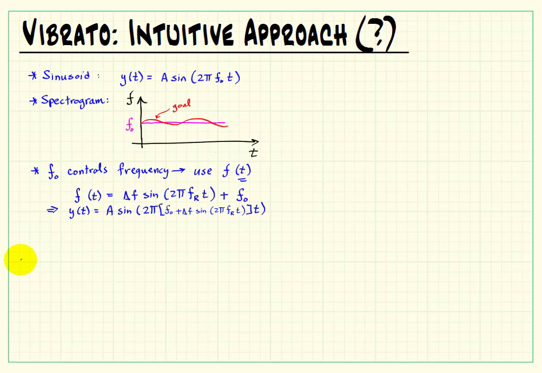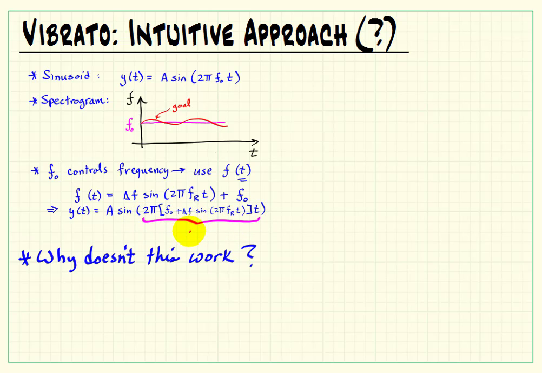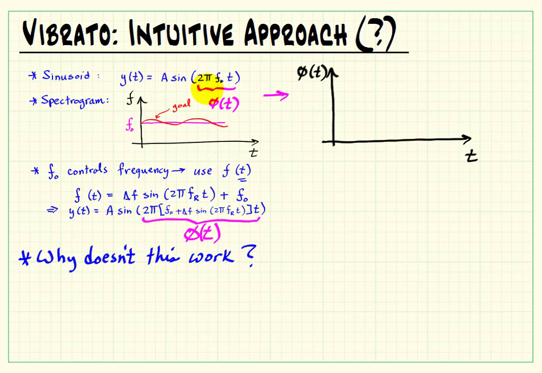So, why doesn't this work? Well, what we need to do is consider the total phase function associated with our sinusoidal argument. And maybe it'll be a little easier if we start with the original phase function for a constant frequency sinusoid. I will plot that phase function phi of t as a function of time. The 2, the pi, and the f0 are all constants. Therefore, this describes a constant ramp with slope 2 pi f0.